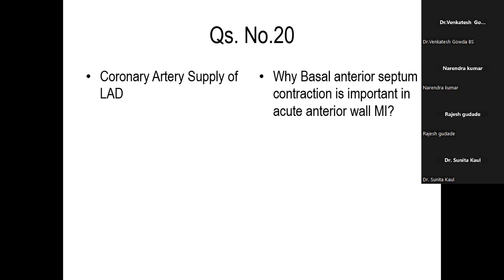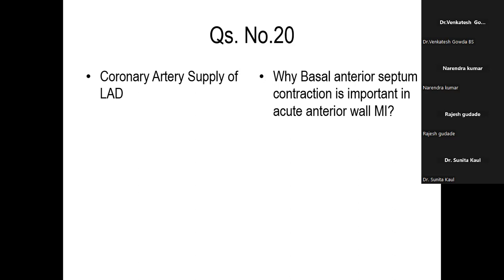So if he has an MI, an LAD MI or a blockade in LAD, there wouldn't be any contraction visible on the anterior. No. Anybody else would like to take? Dr. Niranjan Agarwal from Bhilai. This segment is supplied by diagonal branch, so it means the proximal LAD. Yes. Sir, it means the left main is blocked.